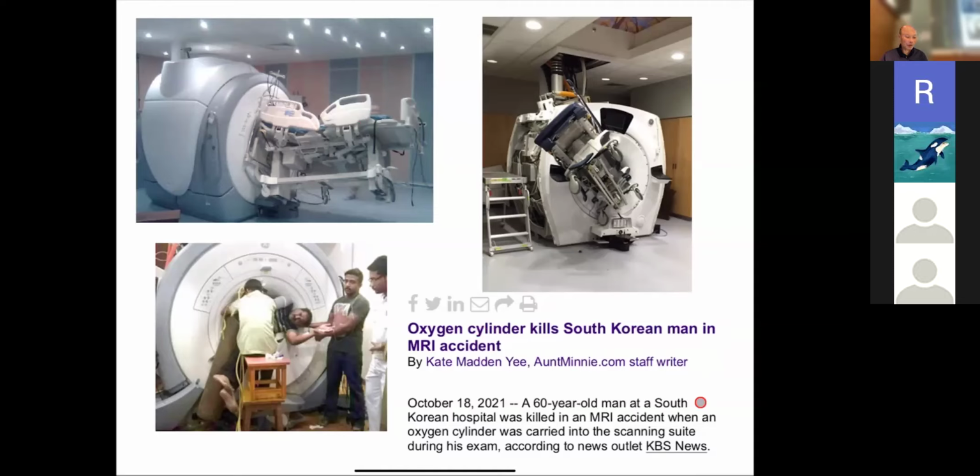So if you remember nothing else from this course, just remember the magnet's always on. Now, when you go into the magnet room, it will make a sound going like that. That's just the helium pump trying to capture the helium and put it back in. But we can turn that off, right? So even if you don't hear that sound, the magnet is still on. Okay, so just remember that.